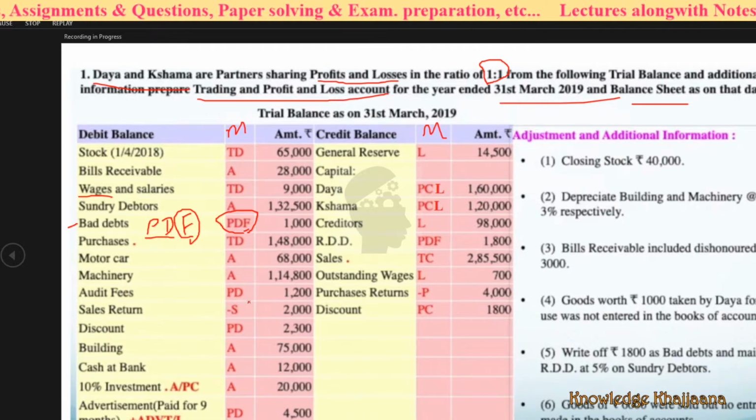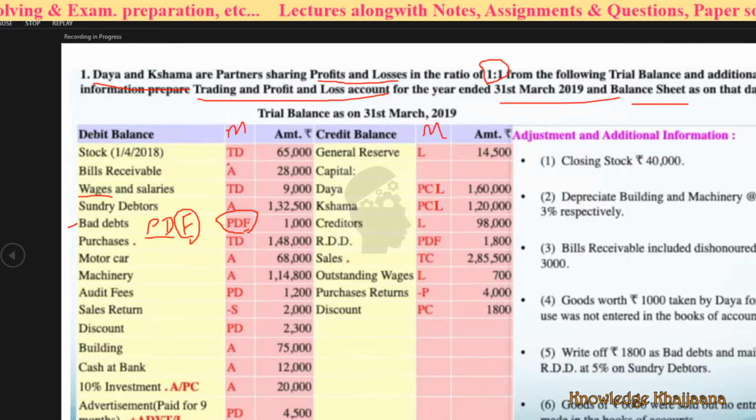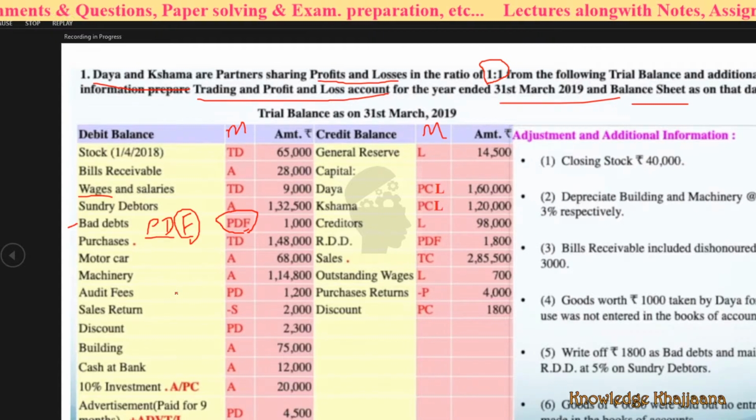Audit fees. What is meant by audit fees? See, in the partnership business or in every business there is an accountant. So the accountant maintains the books, but at the end of the year the company has to prepare the final accounts, the financial reports. Who prepares the financial reports? Chartered accountant. But the accountant keeps all the books. So whatever accounts have been kept, a person comes from the office of the CA, and that person is called an auditor.